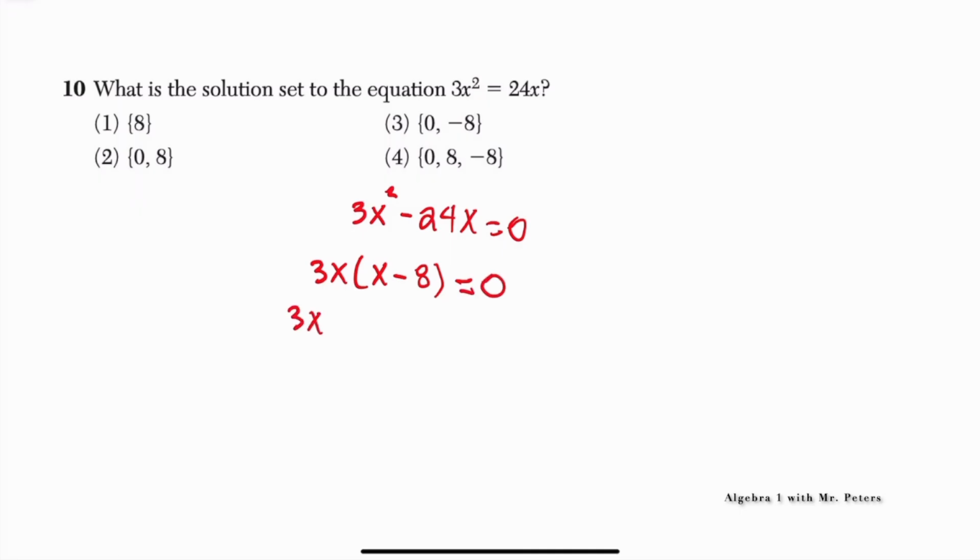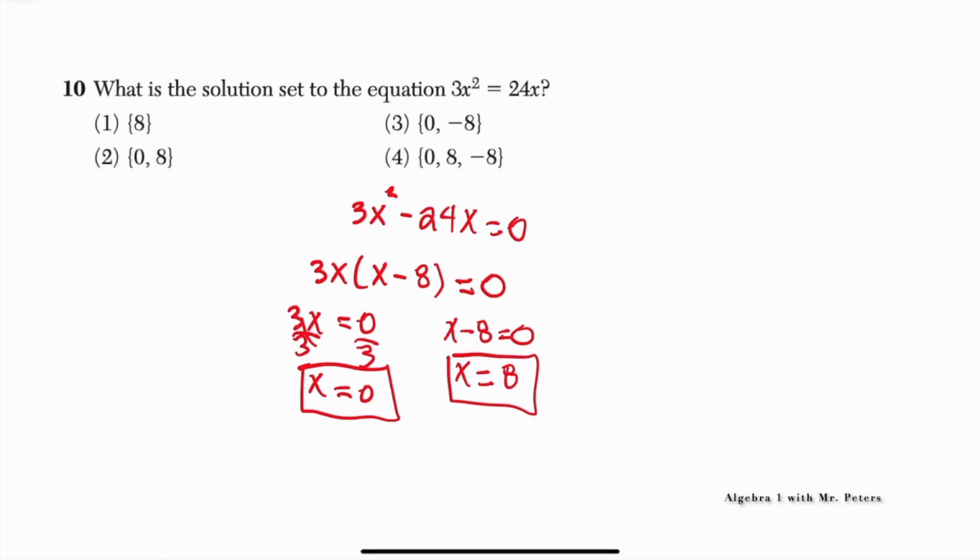So I set my factors equal to 0. 3x is equal to 0. Once I divide by 3, x is equal to 0. That's my first answer choice. Then when we do x minus 8 is equal to 0, we know the second answer choice is going to be x is equal to positive 8. So the answer choice is 2.